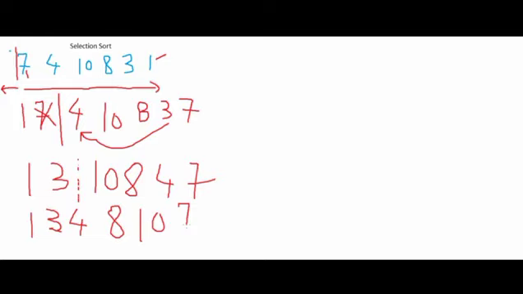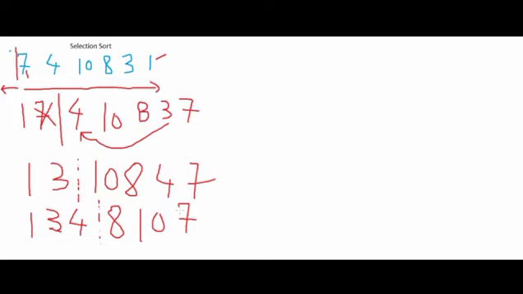So in our sorted subarray list, we are having 1, 3 and 4. 3 elements we are having in the sorted subarray list, and in the unsorted subarray list we are having 8, 10, 7. So again we have to take a look at our unsorted subarray list and find out the minimum element in that, and then we have to switch it with the first element of the unsorted subarray list. So here if we take a look, the minimum element is 7 and the first element of the unsorted subarray list is 8, so we have to switch 8 with 7.